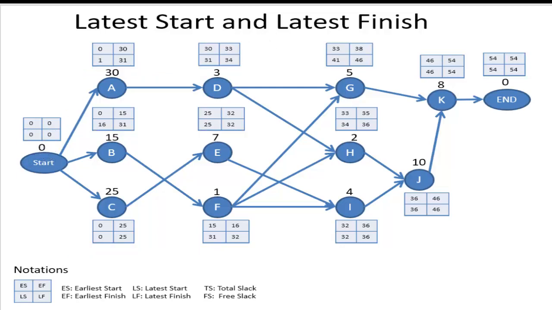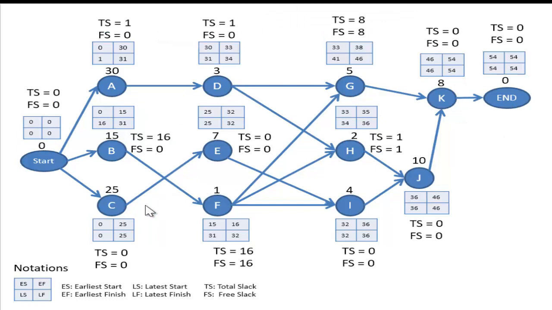So I am done with calculating all the four: earliest start and earliest finish that we did with the forward pass, and latest start and latest finish that we did using the backward pass. Okay, now after calculating the early start, early finish, late start, late finish, it's time to calculate total slack and free slack. Total slack is also called total float, and free slack is also called free float. Some books write free float, some write free slack. So you can use the word slack or float interchangeably.